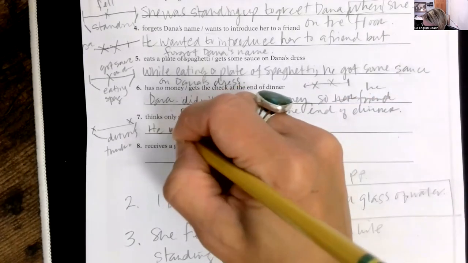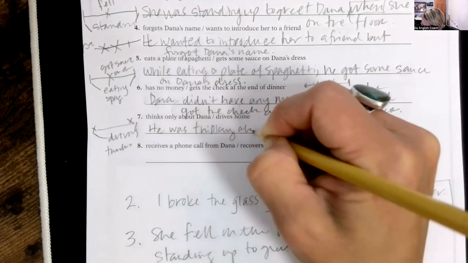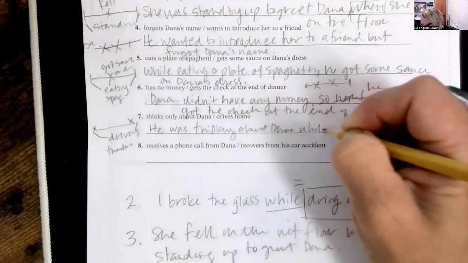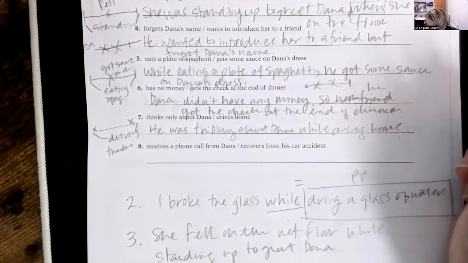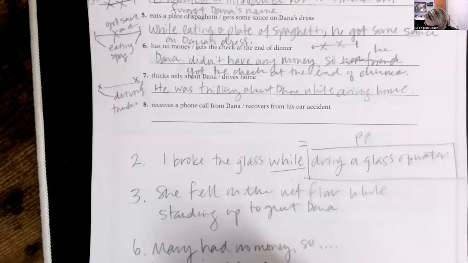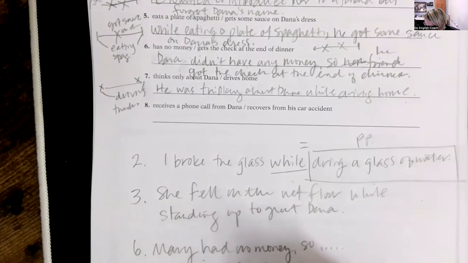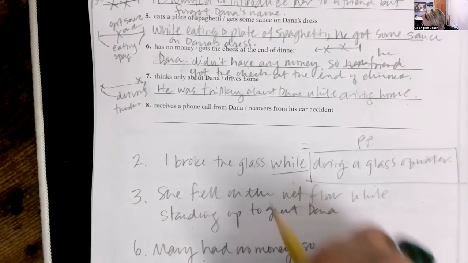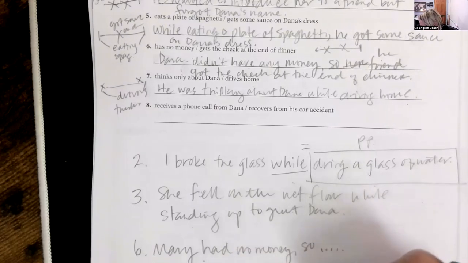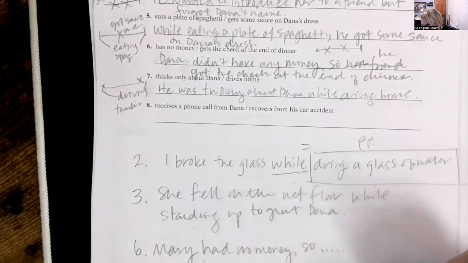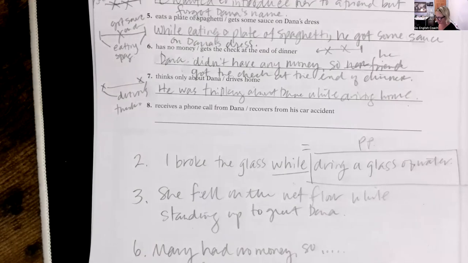So you could say a couple different things. He was thinking about Dana while driving home. We could also say he thought about Dana. Oh, there's an only in there. He thought only about Dana while he was driving home. Okay, that's another way to say that.